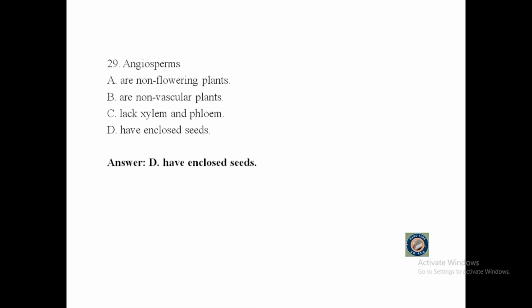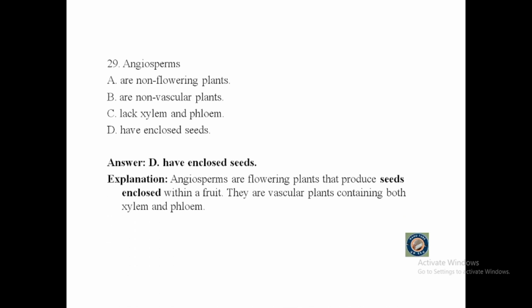The answer is have enclosed seeds. Angiosperms are flowering plants that produce seeds enclosed within a fruit. They are vascular plants containing both xylem and phloem.